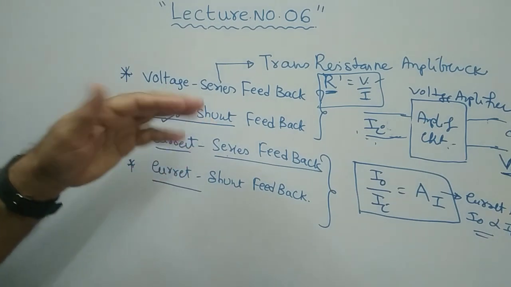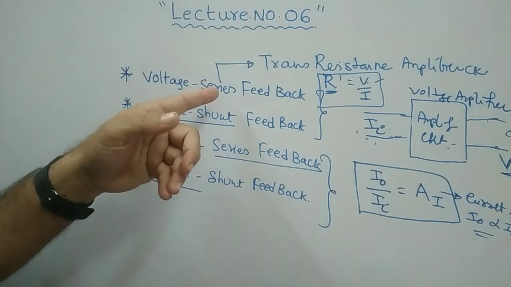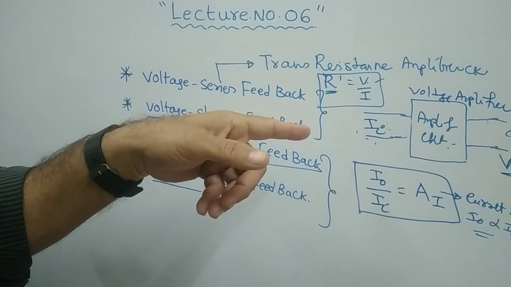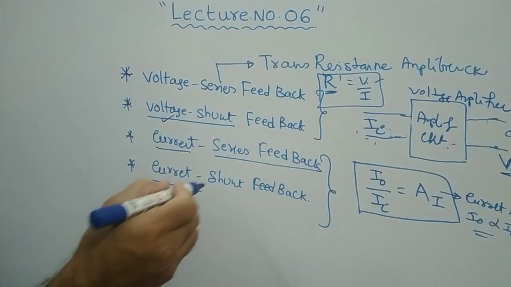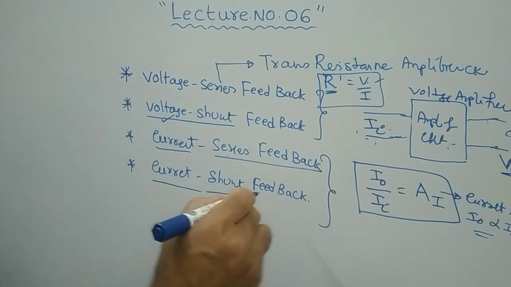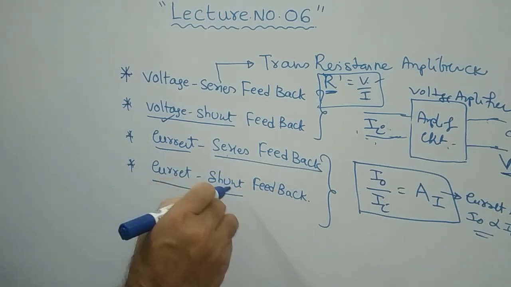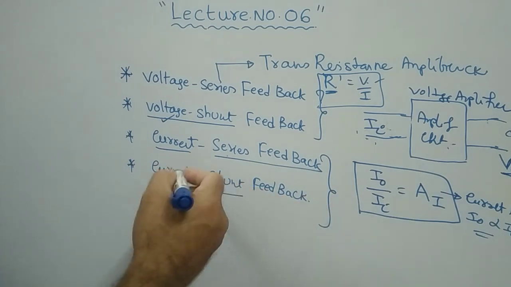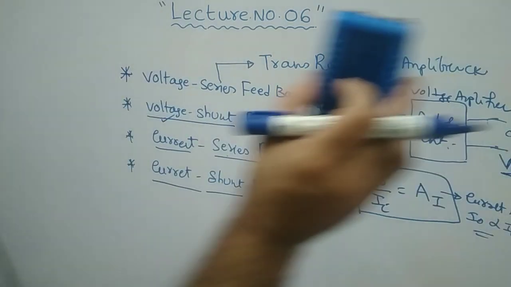Voltage shunt is nothing but a voltage amplifier. Voltage series is nothing but a transresistance amplifier. Similarly, coming to the fourth category, current shunt feedback. Again, in this last one, current shunt, what is the output parameter? Current only, meaning the output is I0 only.